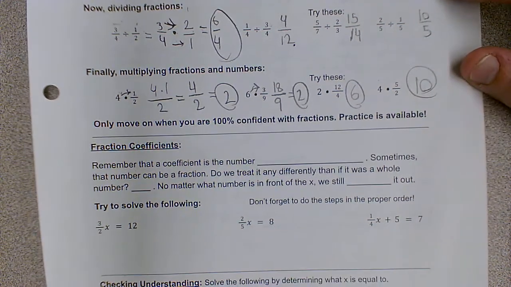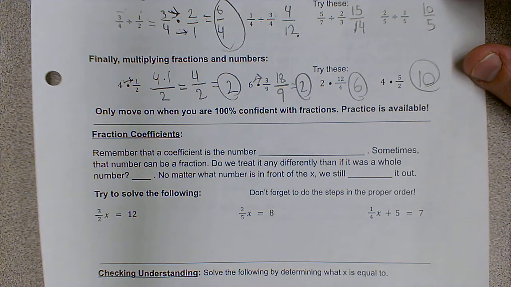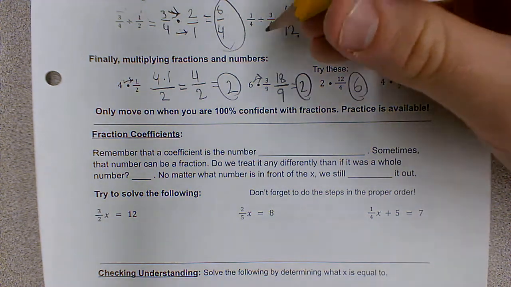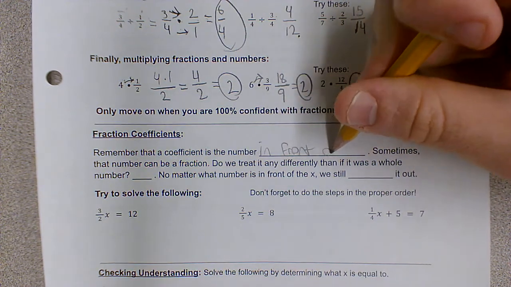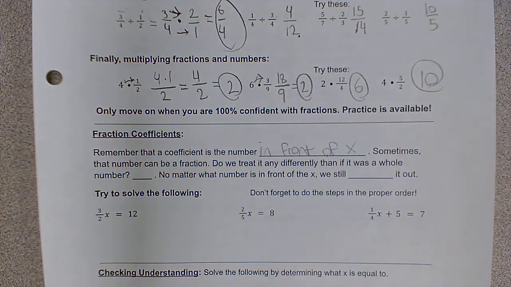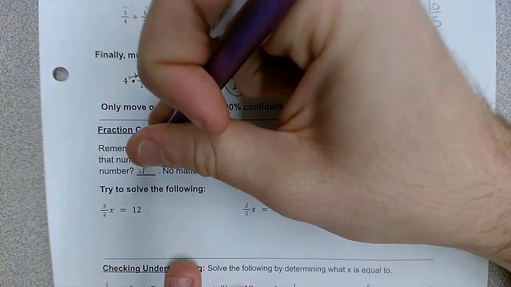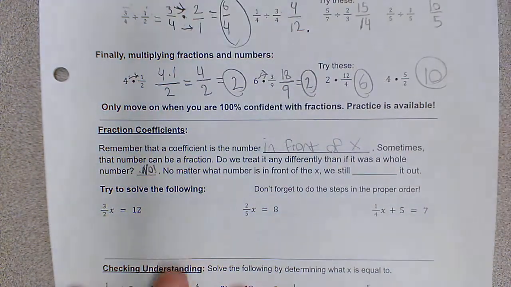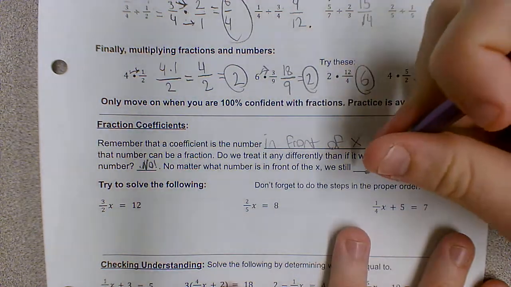Okay, let's go to fraction coefficients. We're going to be throwing fractions into our equations. Remember that a coefficient is the number in front of x. Sometimes that number can be a fraction. Do we treat it any differently than if it was a whole number? No, of course not. We do the exact same thing we were doing before. Divide that number on both sides. No matter what the number is in front of the x, we still divide it out.